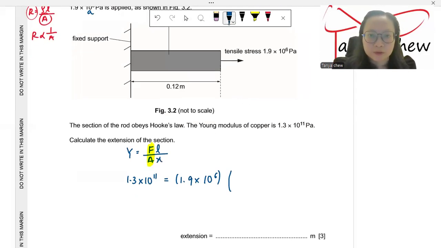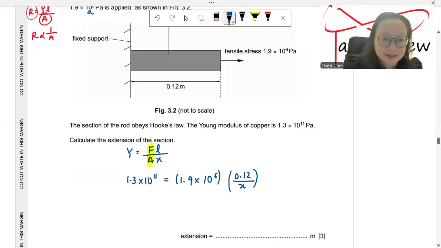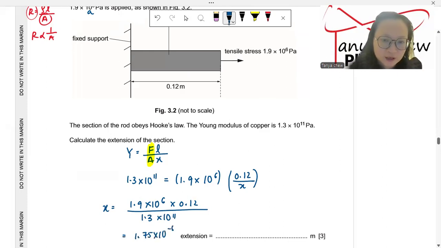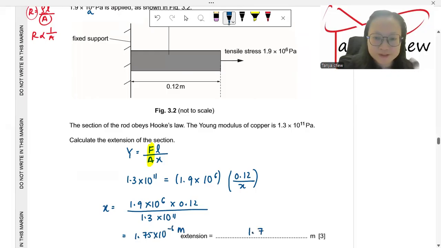So I put 0.12 divided by x. Make x the subject. X is equal to 1.9 times 10 to the power 6 times 0.12 divided by 1.3 times 10 to the power 11. Extension is equal to 1.75 times 10 to the power negative 6 meter. 1.75 times 10 to the power negative 6 meter is the answer.